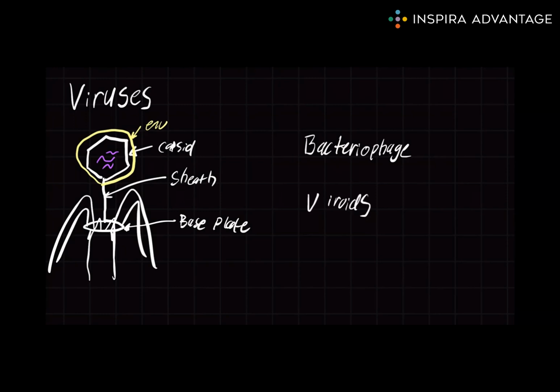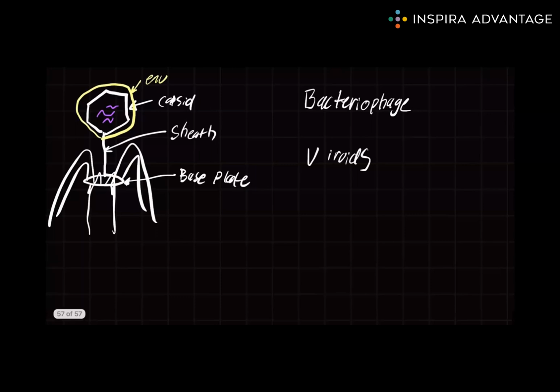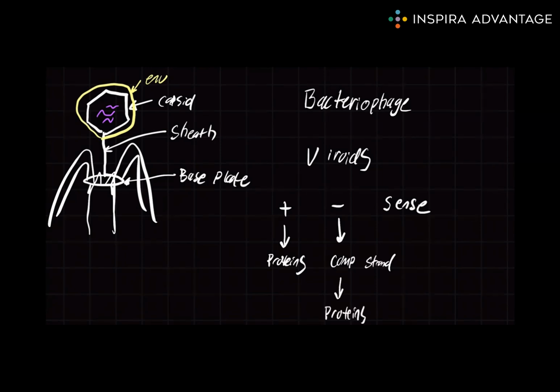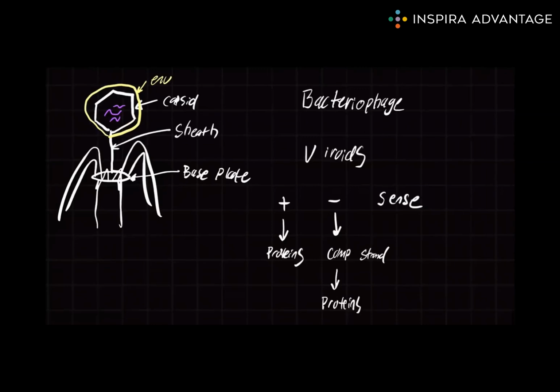The rest of the classification of viruses can get complicated, so I'll go through this carefully. Viruses can either be positive or negative sense. A positive sense virus can be directly translated into proteins by the cell, whereas a negative sense RNA virus must synthesize the complementary strand, which then can be turned into proteins. And it should be mentioned that it is the host cell that is doing this translation into proteins.